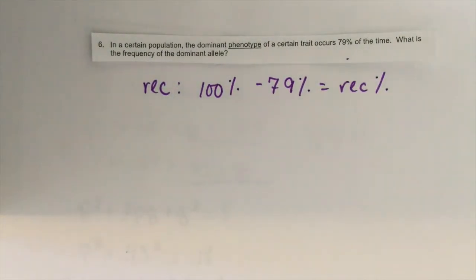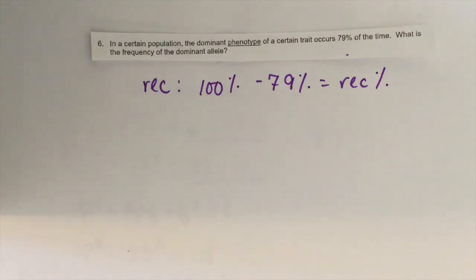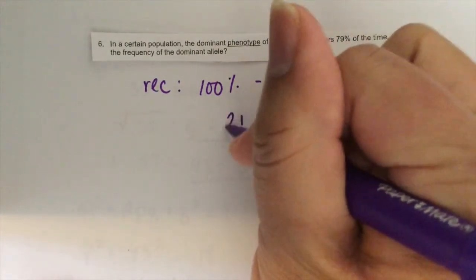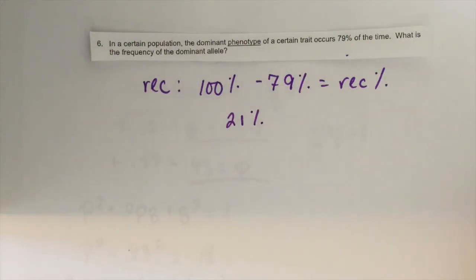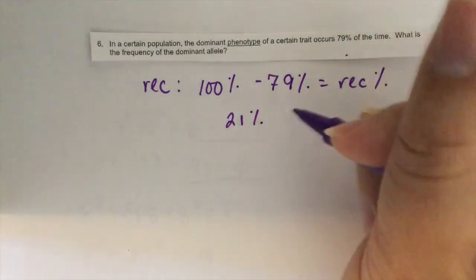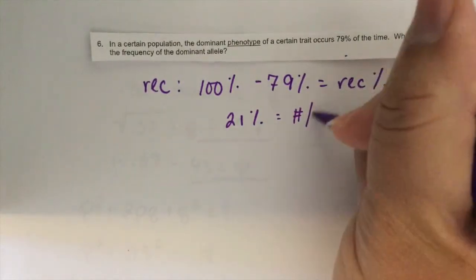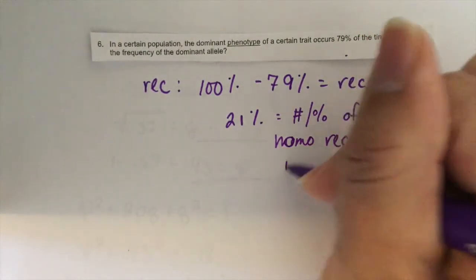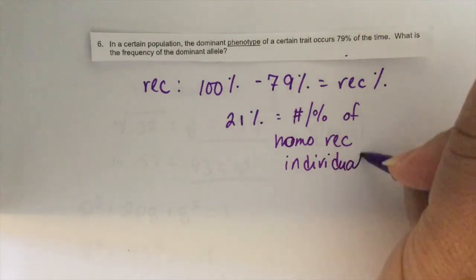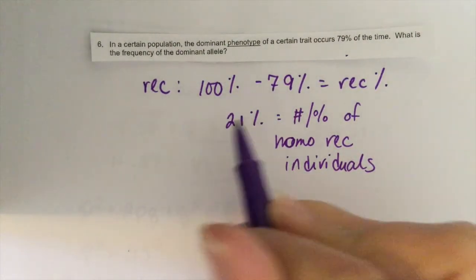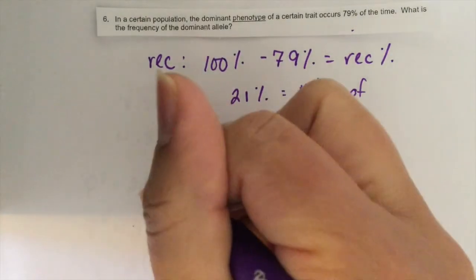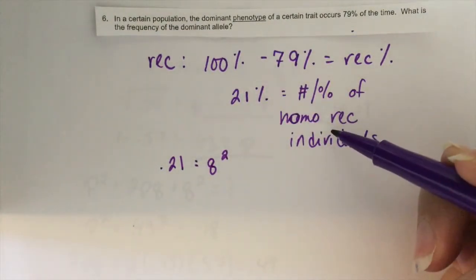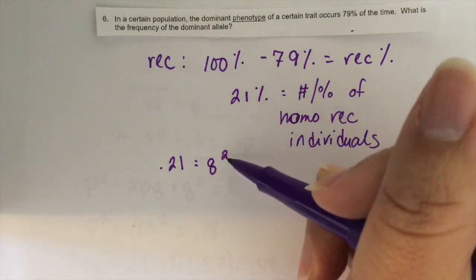So 100 minus 79, and apparently I lost my calculator. So 100 minus 79 should get 21%. Okay, so 21% is my recessive percentage. So that means that this is the percent of homozygous individuals. Okay, so from here, I can change this percentage into a decimal. So that means that 0.21 is going to be my Q squared because 21% was my homozygous recessive individuals. So just change it into a decimal.